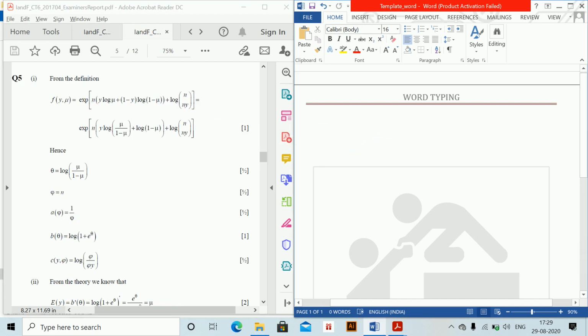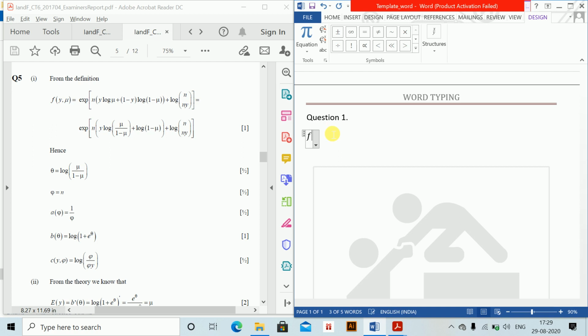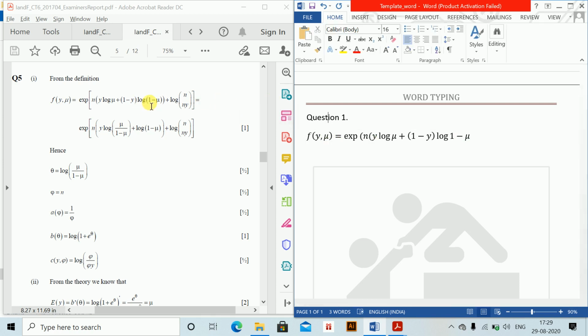So first write question 1, and f of y comma mu is equal to exp. There is no need to write e to the power and complicate yourself. You can just write exp and then write n y log mu plus 1 minus y log 1 minus mu, brackets close, log of 1 minus mu.